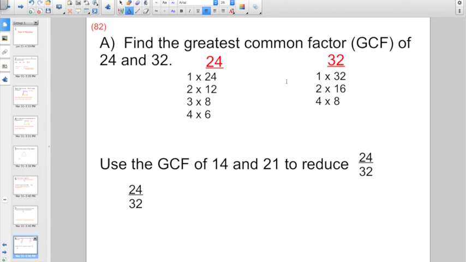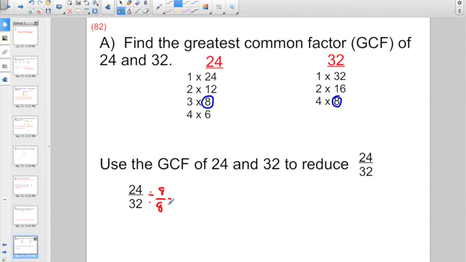So now that we have all of our factors listed out, let's take a look at which one is the greatest common factor, in which case it's going to be 8, the biggest number that's a factor of both, right? Then it's going to ask us to use the greatest common factor of 24 and 32 to reduce 24/32. So we said the greatest common factor is 8. So I'm going to divide the numerator by 8 as well as the denominator by 8, right?